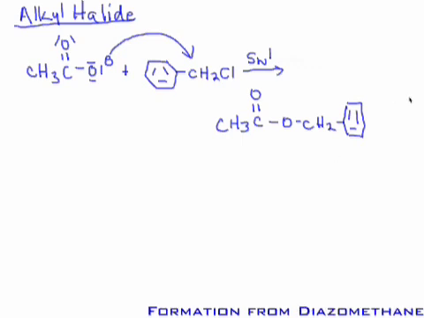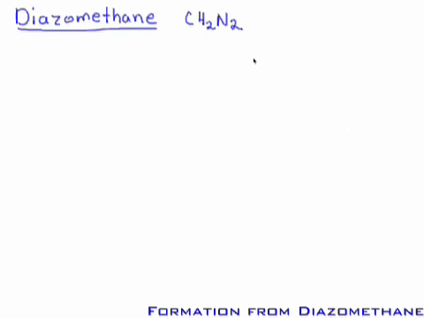Another very interesting methodology for preparing esters is to use the molecule diazomethane. Diazomethane is the molecule CH2N2. Let's review, go way back now to the beginning of this course, and draw a Lewis structure, an acceptable Lewis structure for this molecule.